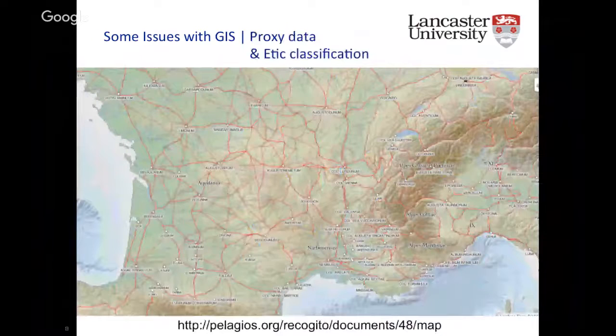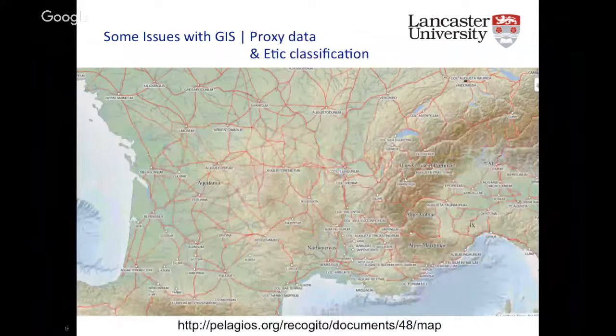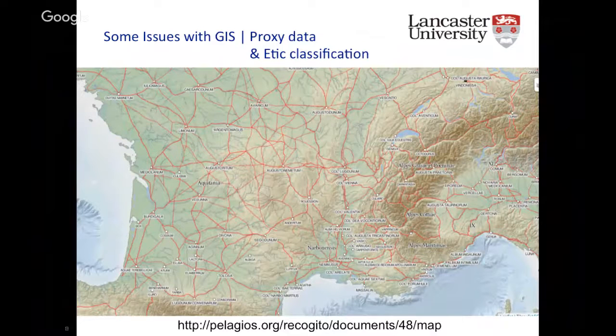And related to that is the issue with proxy data and etic classification. So we tend to break down the world into categories and classifications that make sense to us. So here is the really wonderful mapping tiles produced by Johan Åhlfeldt for the Digital Atlas of the Roman Empire. And one of the great things about it is it shows us the network of communications between places based on the evidence that's available to us.